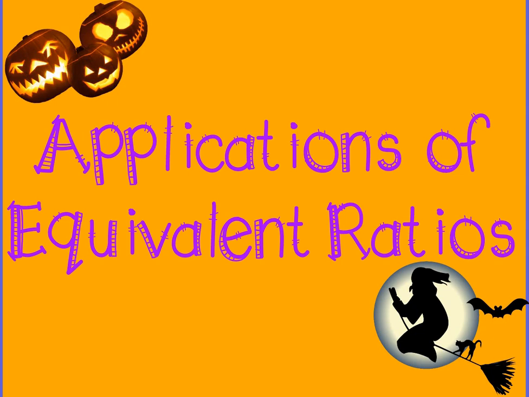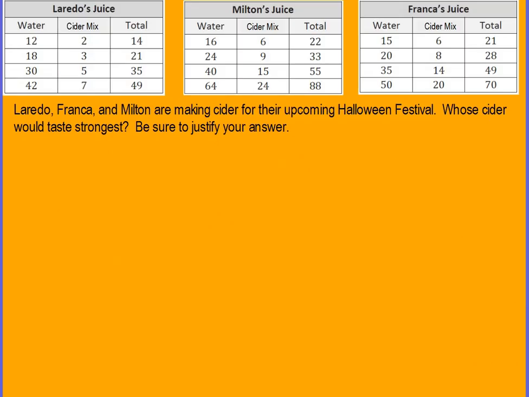Applications of equivalent ratios. For the most part, we're really good when we talk about using equivalent ratios to find another ingredient in a recipe if we're going to double it or triple it or take half of it. But what happens when we're trying to compare two different recipes or two different scales? So that's the application we're going to look at here.